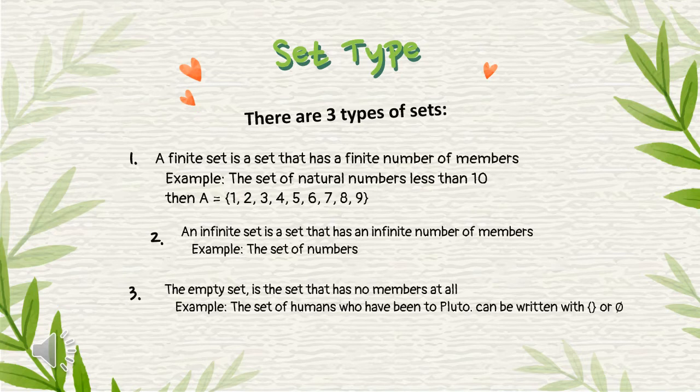The third, the empty set, is the set that has no members at all. For example, the set of humans who have been to Pluto can be written as opening curly braces and closing curly braces, or the number zero crossed out like that, which is the symbol of the empty set.